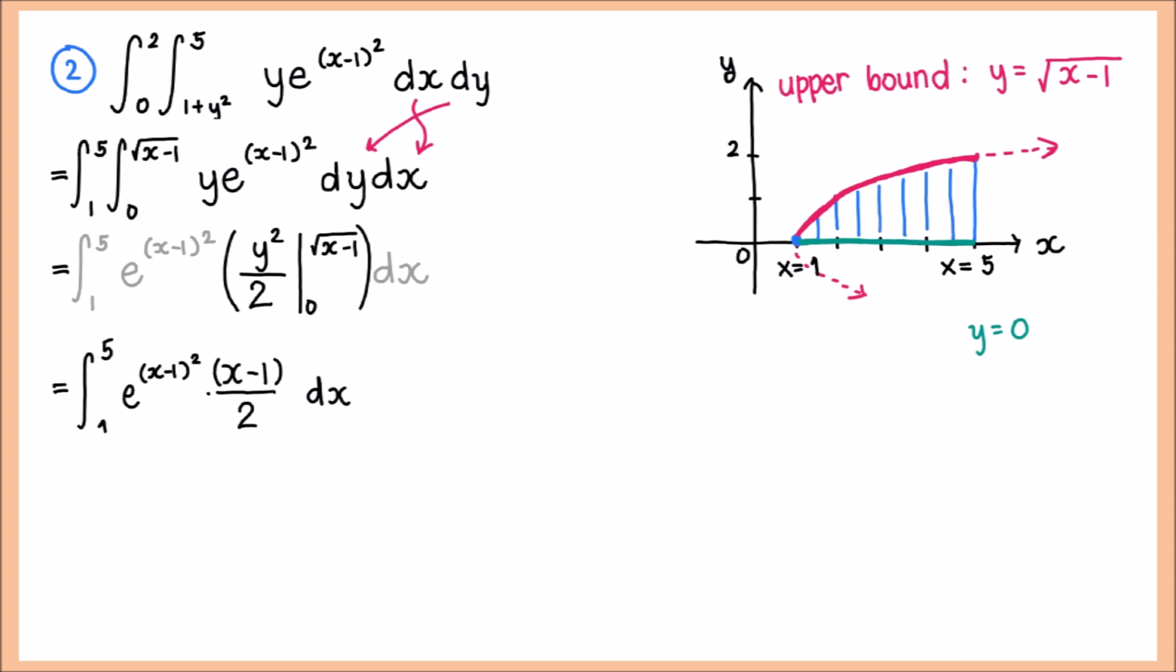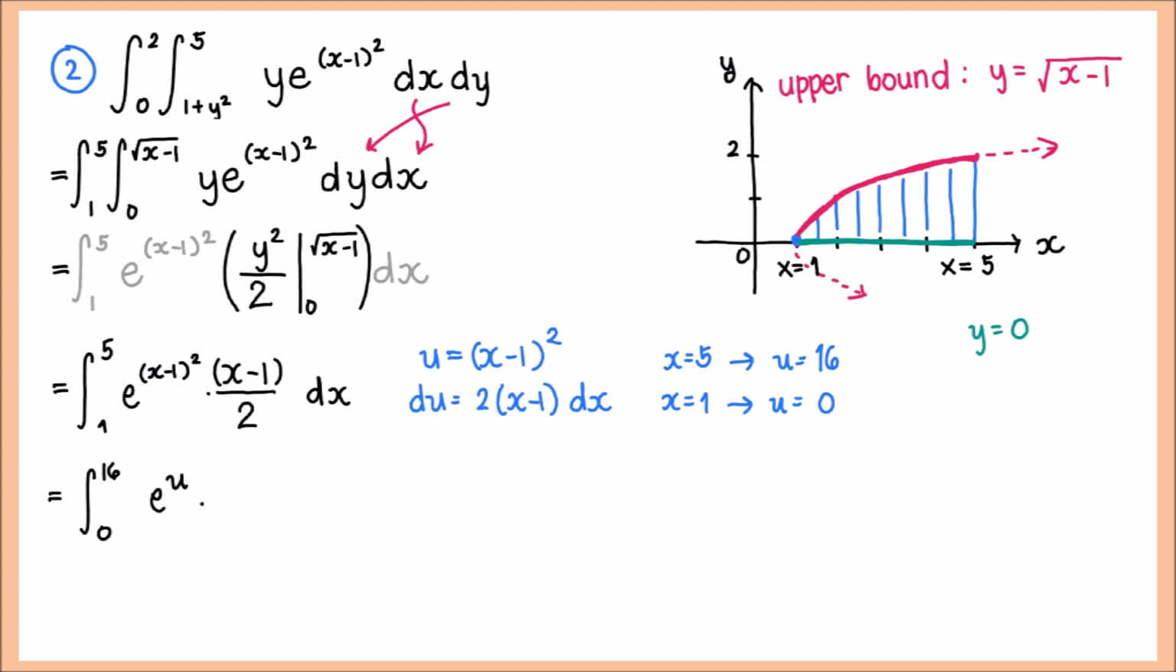And now that our integrand is in terms of x alone, we now let u to be the exponent of e, u be equal to the square of x minus 1. So du is equal to 2 times x minus 1 dx. Moreover, the bounds for x, which is from 1 to 5, will be changed to the bounds of u, which is from 0 to 16. So when we rewrite the integral, we have the integral from 0 to 16 of e raised to u times 1/2 times 1/2 du, or simply 1/4 du.